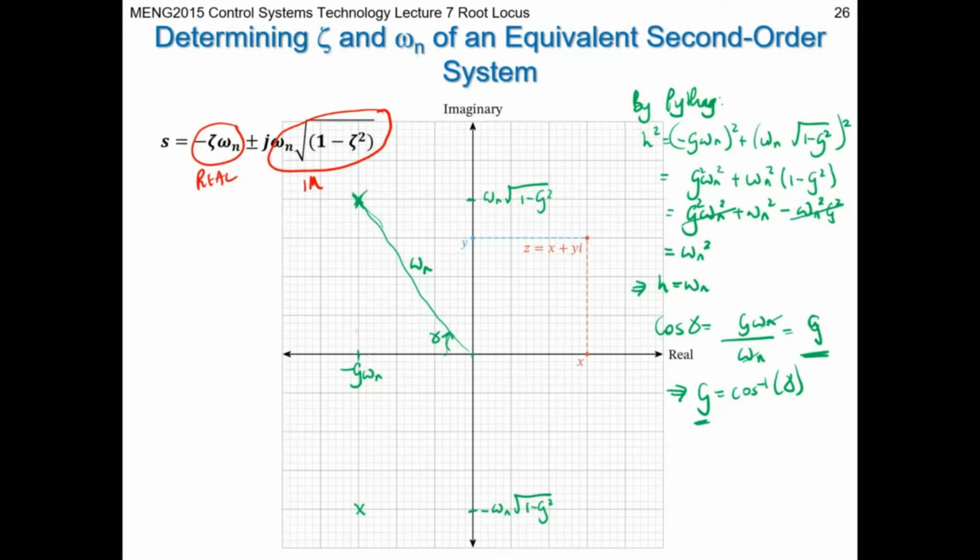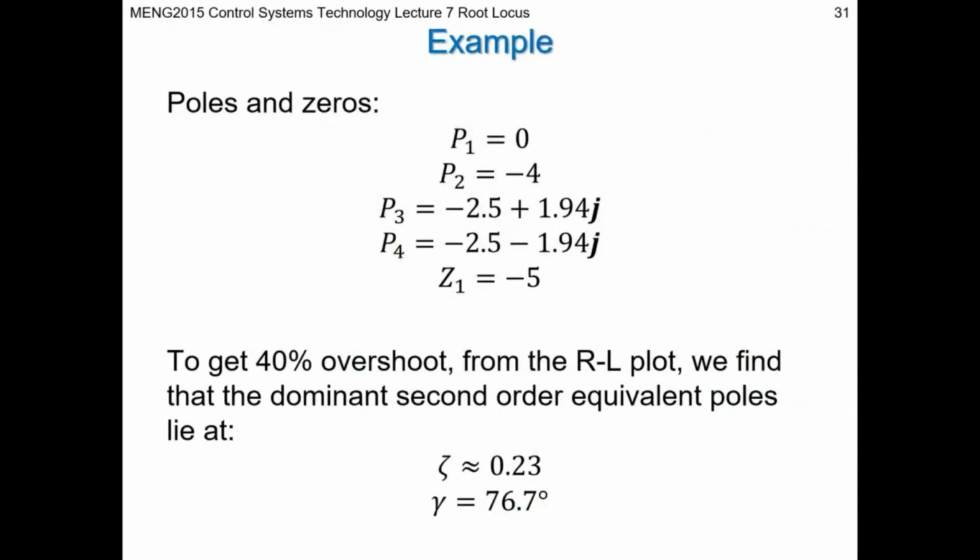This angle gamma corresponds directly to our damping ratio. So if we have a damping ratio of 0.23, to get our angle gamma, you take the inverse cosine of the damping ratio of 0.23, and that gives us a gamma of 76.7 degrees.